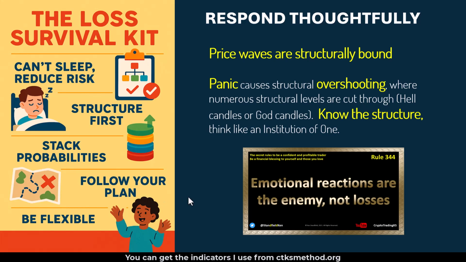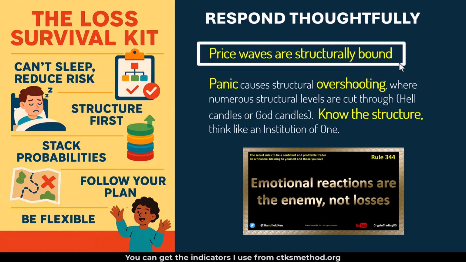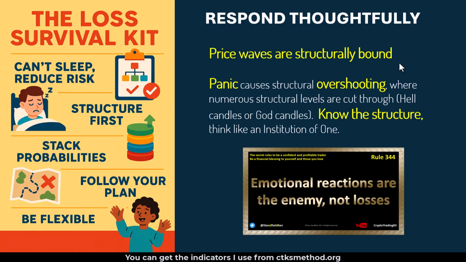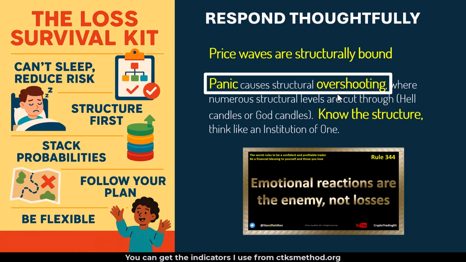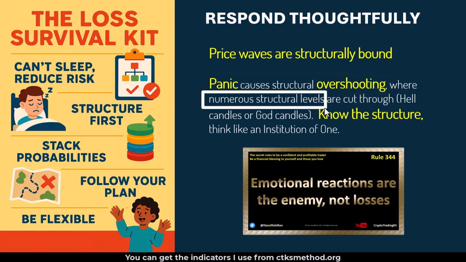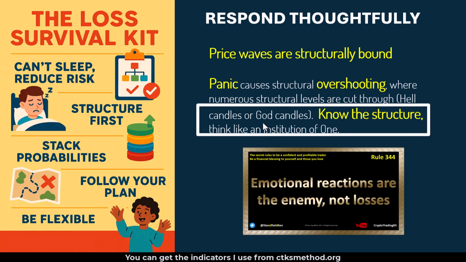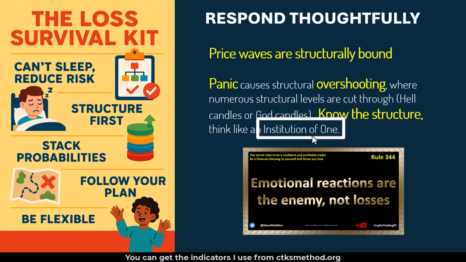Are you doing your three-dimensional risk management and understanding that all price waves are structurally bound is an absolute game changer? We know that panic causes structural overshooting, and structural overshooting is where you go through numerous structural levels, and you often see things called hell candles, big red candles, or God candles, big green candles. This is still the same thing. It's structural overshooting. Therefore, if you know the structure, you can think like an institution of one, and that's what our global family is all about.